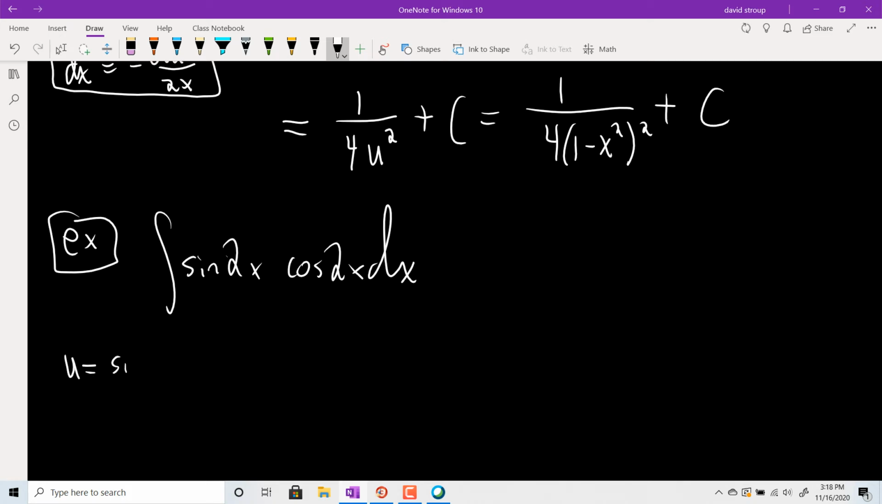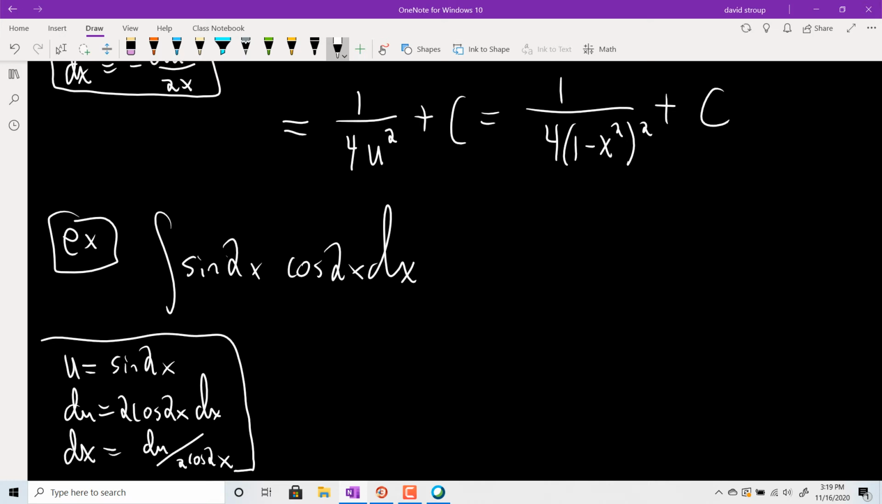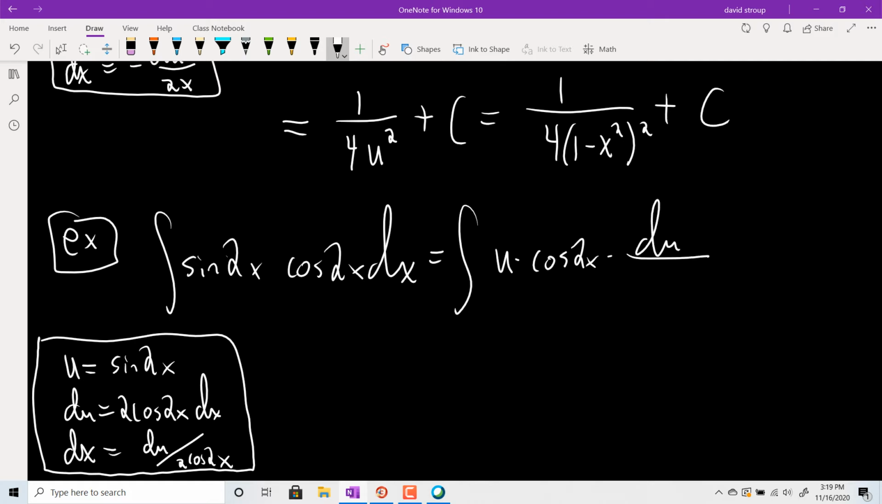I'm going to let u equal sine of 2x, and then du will equal the derivative of that, right? So it's cosine 2x times the derivative of 2x, which is just 2 dx. And then my dx will be du all over 2 cosine 2x. I always like to box off my work and keep everything really nice and separate. Here I have the integral then of u times the cosine of 2x times dx, which is now du all over 2 cosine of 2x.